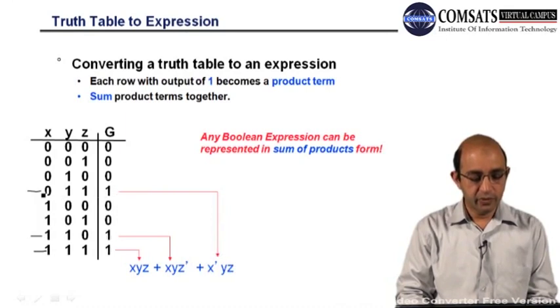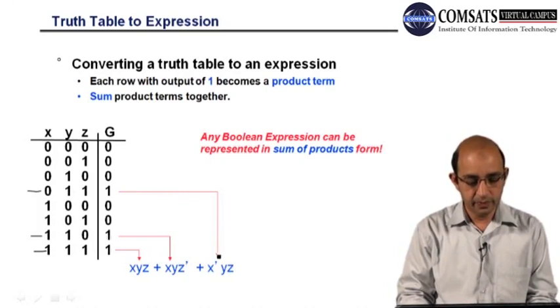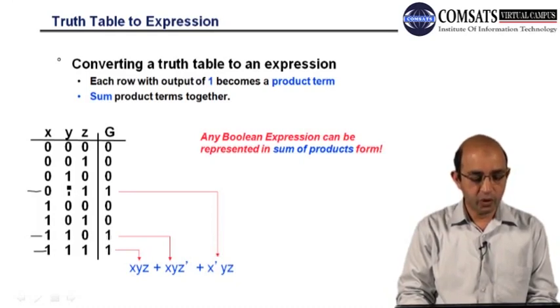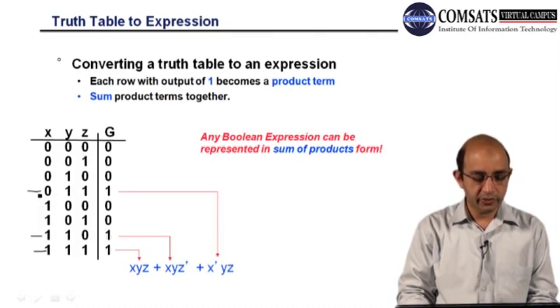Here you will write x bar, because we have a 0 in the x column. If we have 0, we put a bar over the variable, or we take the complement. And then we have y and z. So for this expression, we have x bar, because here we have a 0, and we have 1 in the y column and 1 in the z column in this row. So the 0 is replaced by the bar of that variable, and for the 1s we place y and z. So x bar, y, z.